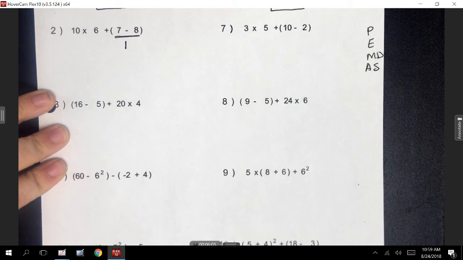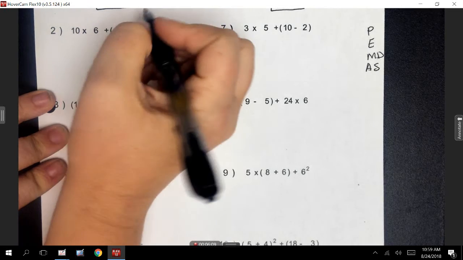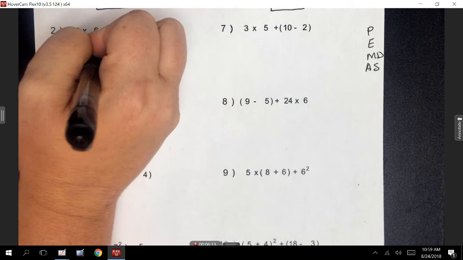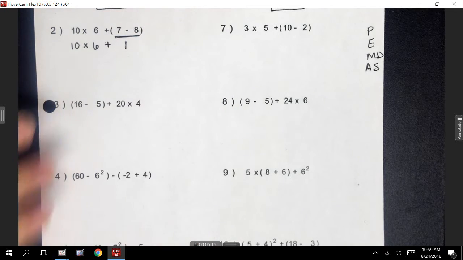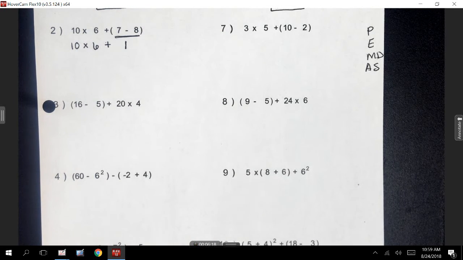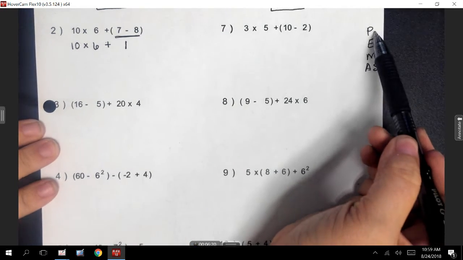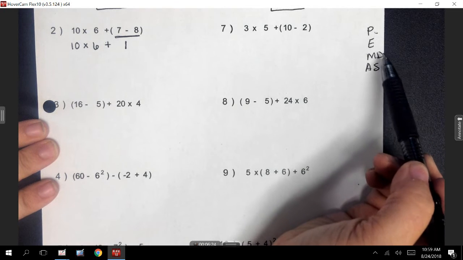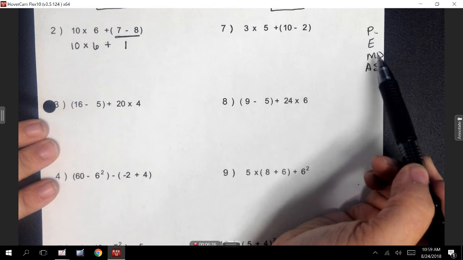All right, have I done anything else to that problem? No? So we're going to bring down everything else. So I haven't done anything to the 10 times 6, plus, and we have the plus 1 there now. All right, still looking at my order of operations. We got rid of the parentheses. Are there any exponents? Not in this problem. Is there any multiplying or dividing?